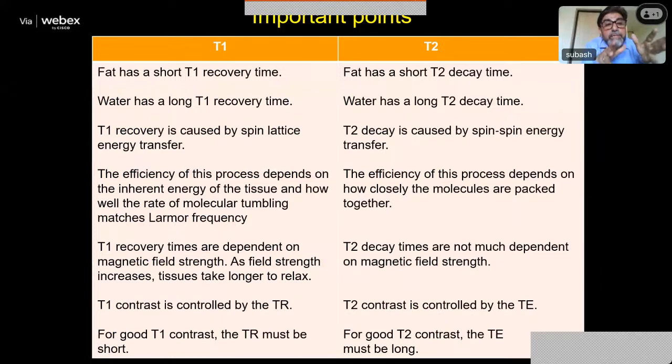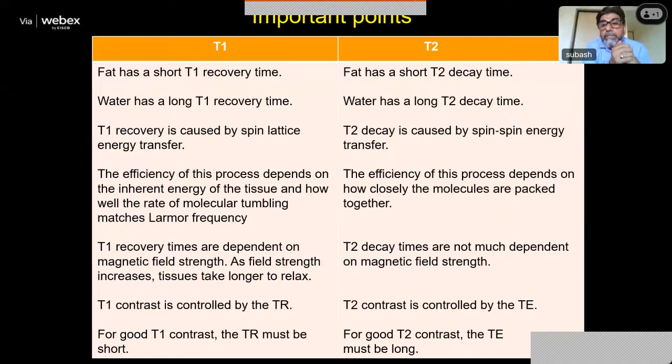T1 recovery is caused by spin-lattice energy transfer. T2 decay is caused by spin-spin energy transfer. The efficiency of this process depends on the inherent energy of the tissue and how well the rate of molecular tumbling matches the Larmor frequency. This is what we spoke about, how quickly they can release their energy to the environment or to the lattice.